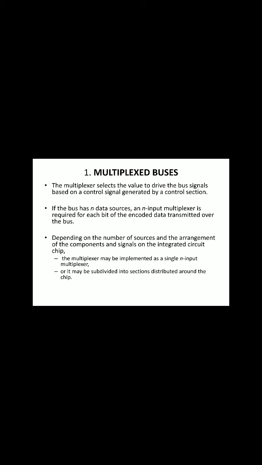the multiplexer may be implemented in different ways. Here please observe these points. The multiplexer can be used as a single large multiplexer for n number of sources, or it can be used as small multiplexers. I repeat, the multiplexer may be implemented as a single n input multiplexer, or it may be subdivided into sections distributed around the chip. We can use a single multiplexer, or we can use a subdivision of the multiplexers, depending upon the function requirement.